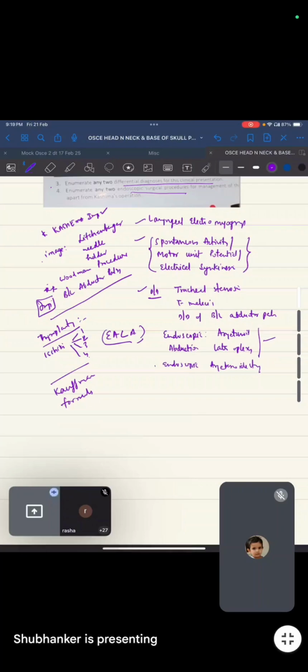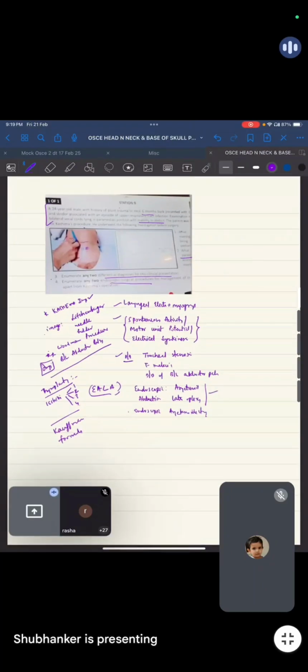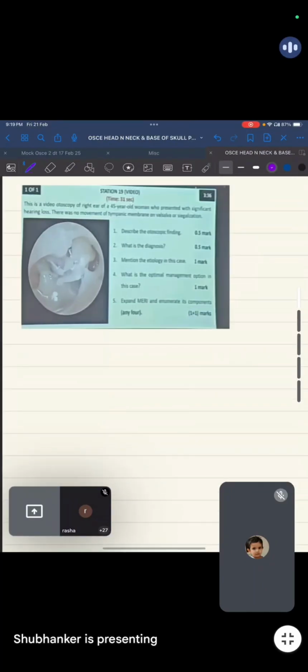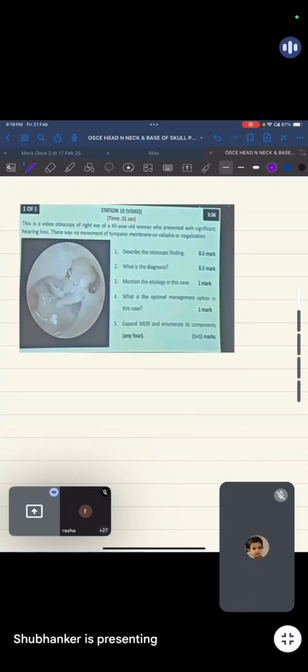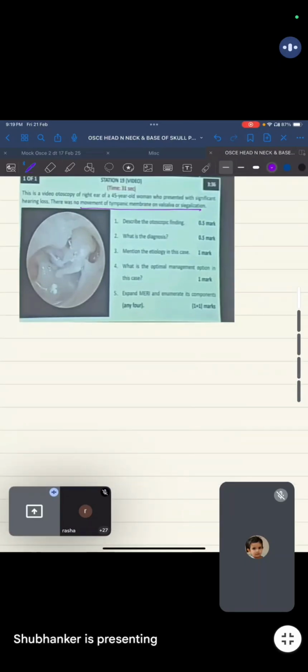ओके, okay, so after this thing, coming to the fourth point, this is the video otoscopy of the right ear of a 45-year-old woman who presented with significant hearing loss. There was no movement of tympanic membrane on Valsalva or stabilization. So basically, they are telling us about adhesive otitis media. So over here, you should remember two things. That is retraction of pars tensa, retraction of pars flaccida.